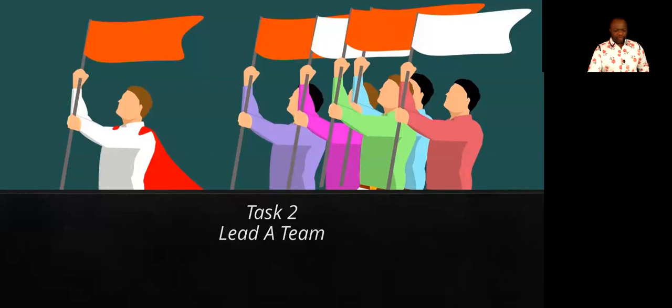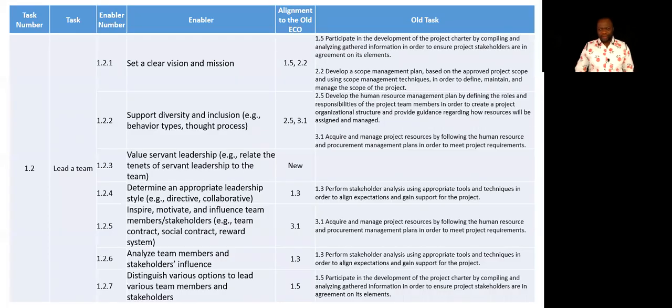And let's take a look at what the PMI recommends in the content outline. Set a clear vision and mission. Some of this actually happens in 9.1, plan resource management. Support diversity and inclusion. This is also part of 9.1 and part of 9.4 and 9.5. But don't forget, you also need to understand the PMI Code of Ethics and Professional Conduct. I would highly recommend you read that.